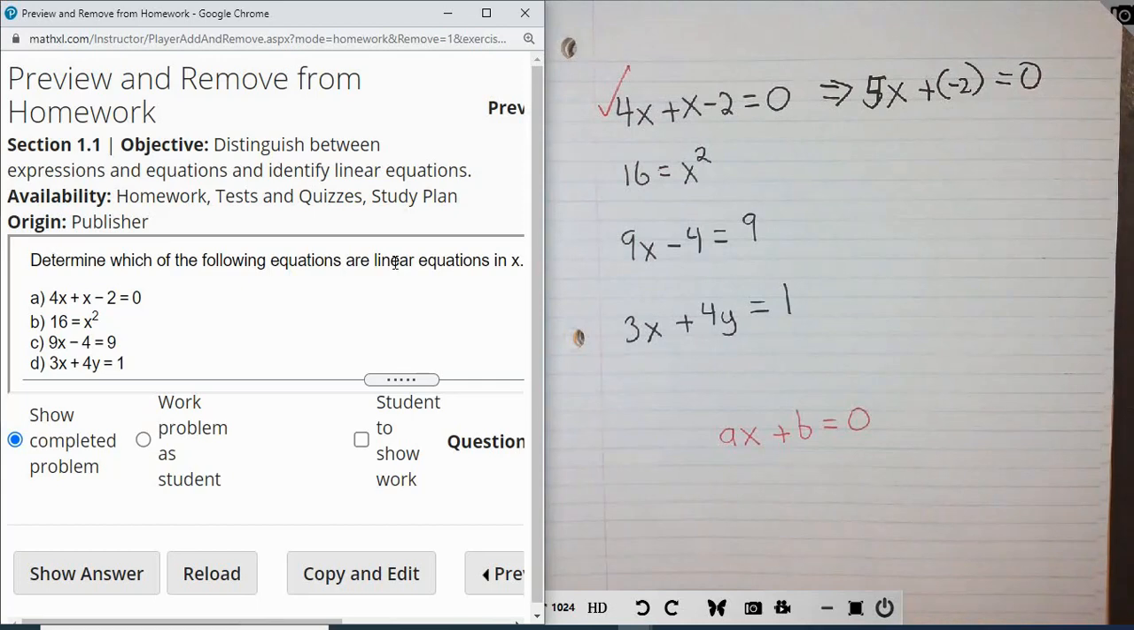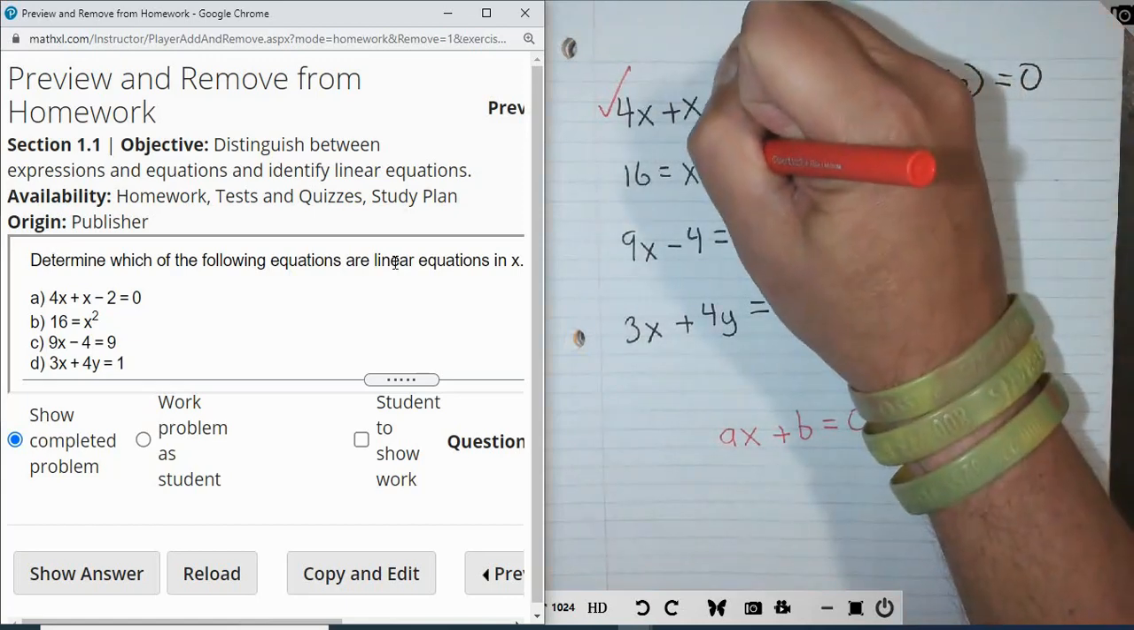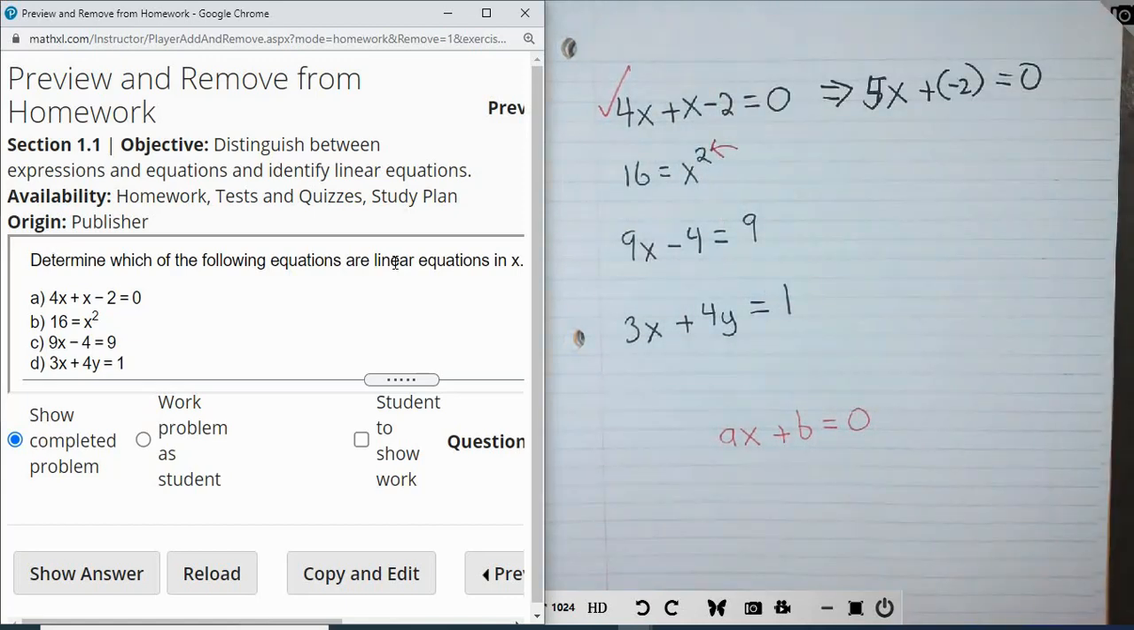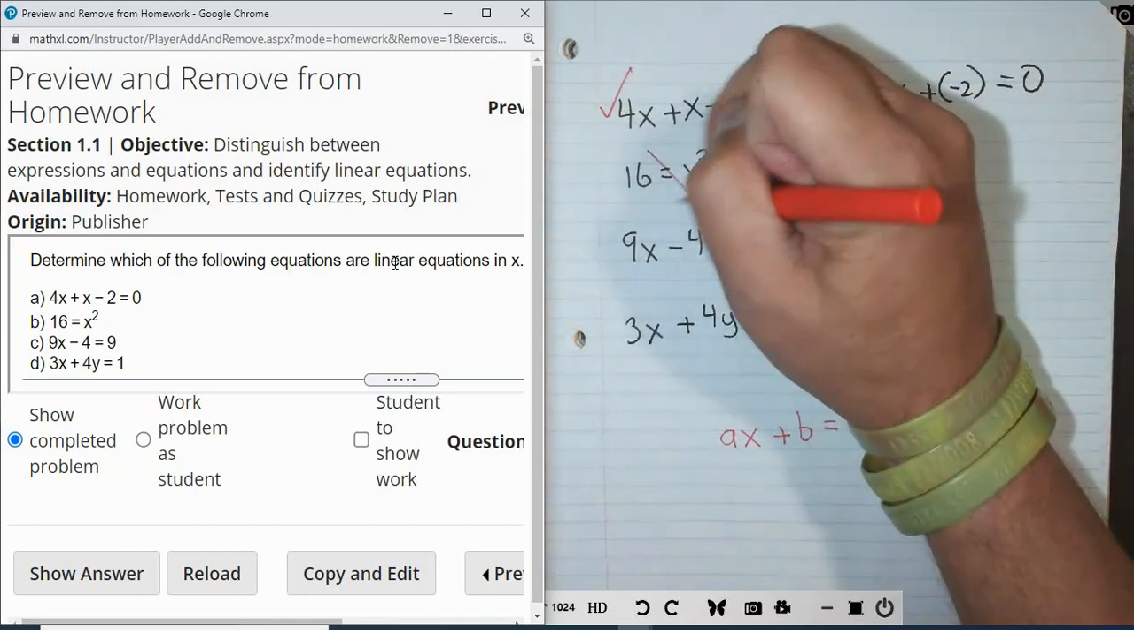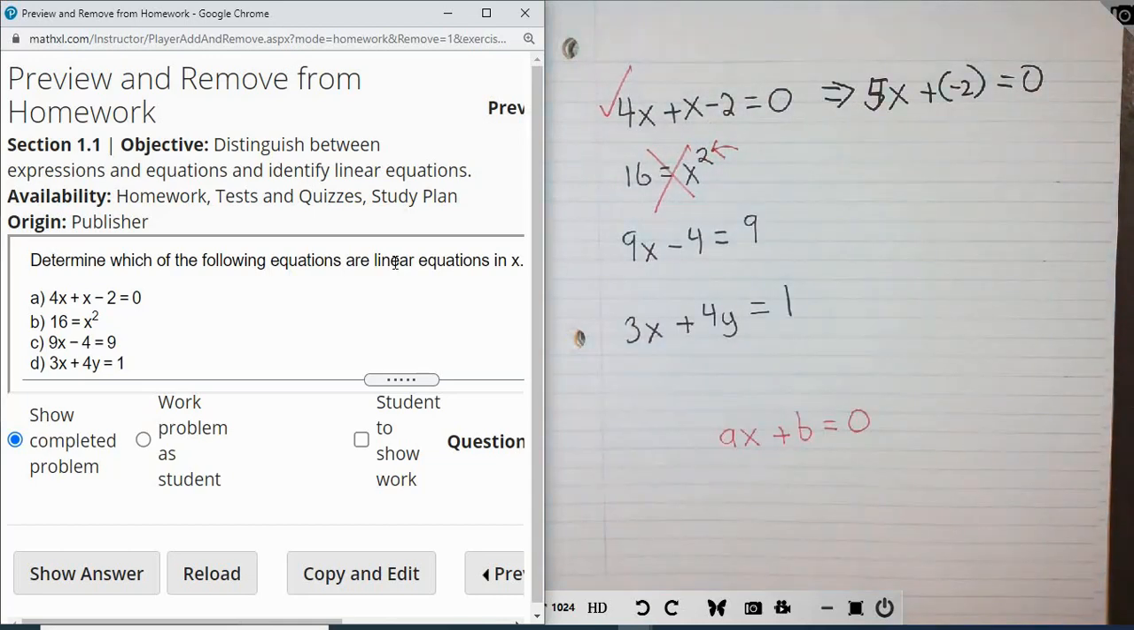And this other one is 16 equals x squared. Notice this right here is raised to the second power. So that is not a linear equation. It's actually a curve, or a parabola. It's not a linear equation, so that one is not a linear equation.